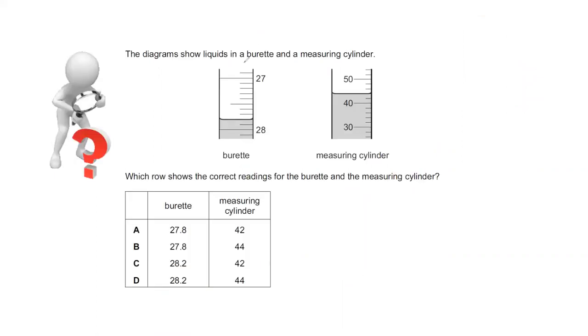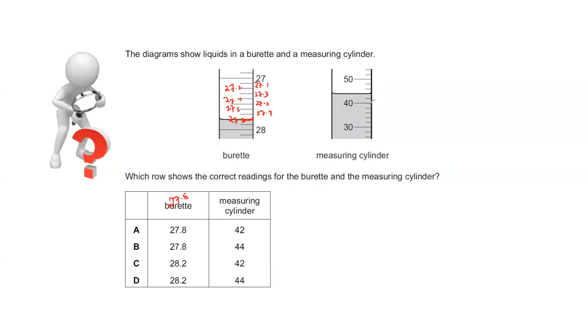But why is B the right answer? I told you a burette is accurate to 0.1. So this is 27. After 27, the first line will be 27.1, then 27.2, 27.3, 27.4, 27.5, 27.6, 27.7, and 27.8. The volume of the liquid which is removed, because we normally remove the liquid, or the reading of the burette, is 27.8. So the burette is 27.8.